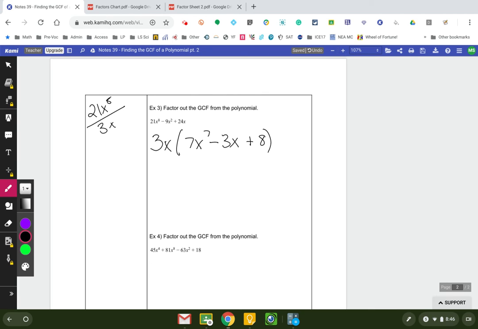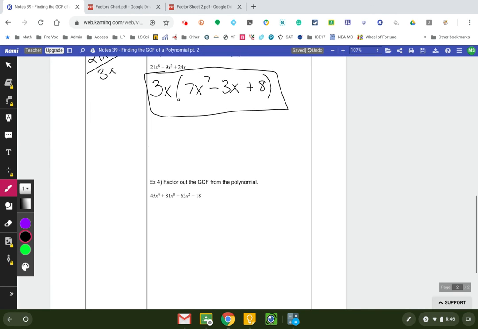All right, one more problem, and then you guys will be good to go on your assignment. So I'm going to look at 45, 81, 63, and 18. And if I were to look on that chart and find all 4 of those numbers, I would know that 9 is the biggest number that goes into all of those. So I have a 9.